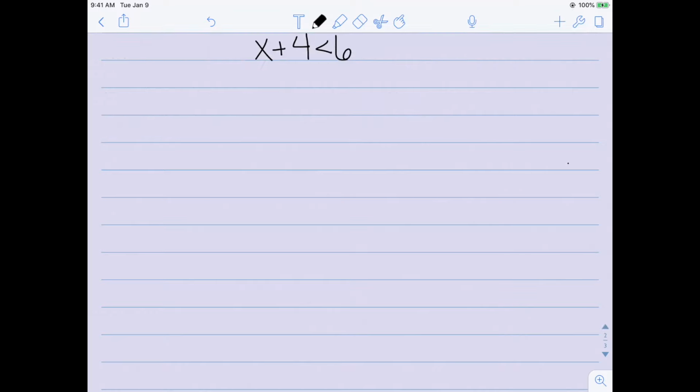Let's start with a super simple example. X plus 4 is less than 6. When I'm dealing with an equation, the first step would be to subtract 4 from both sides. So that's what I do now as well. That then leaves me with x is less than 2.